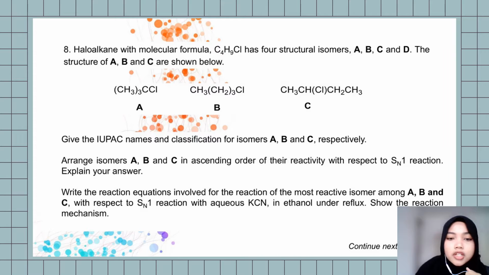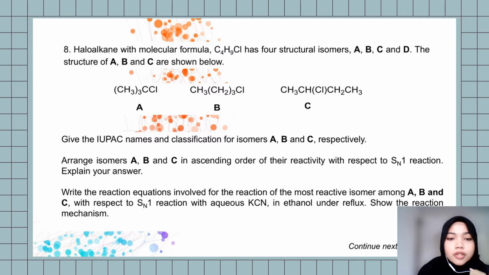And then we have to arrange these isomers in ascending order of their reactivity with respect to SN1 reaction, and give the explanation respectively. And then we have to write the reaction equation involved for the reaction of the most reactive isomer among A, B and C with respect to SN1 reaction, with potassium cyanide in ethanol under reflux. And then we have to show the reaction mechanism. Okay, I will explain to you part by part from this question.